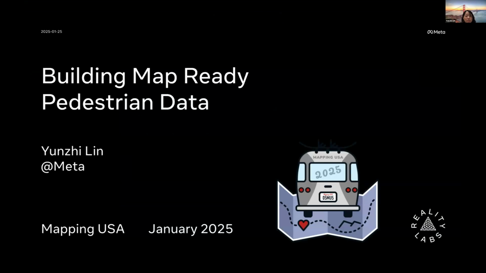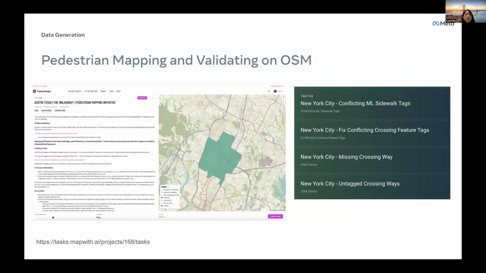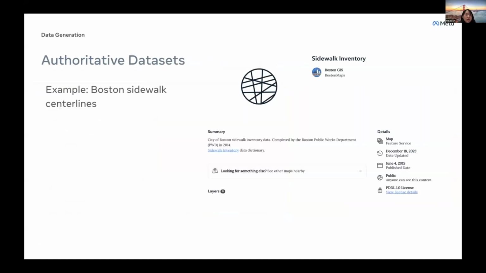Pedestrian data has become more popular these days because there are more relevant use cases rising, such as AR and navigation. Traditional methods, including manual mapping and validating directly on OpenStreetMap, or exploring the authoritative data sets at government open data portals, are still two of our primary methods to get pedestrian data. These traditional methods have their own advantages. For example, we get community support. We also receive local knowledge support.